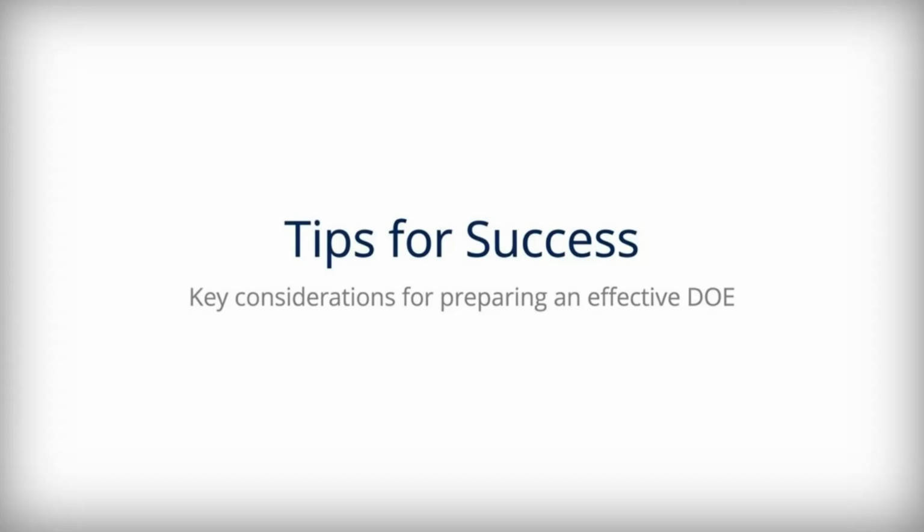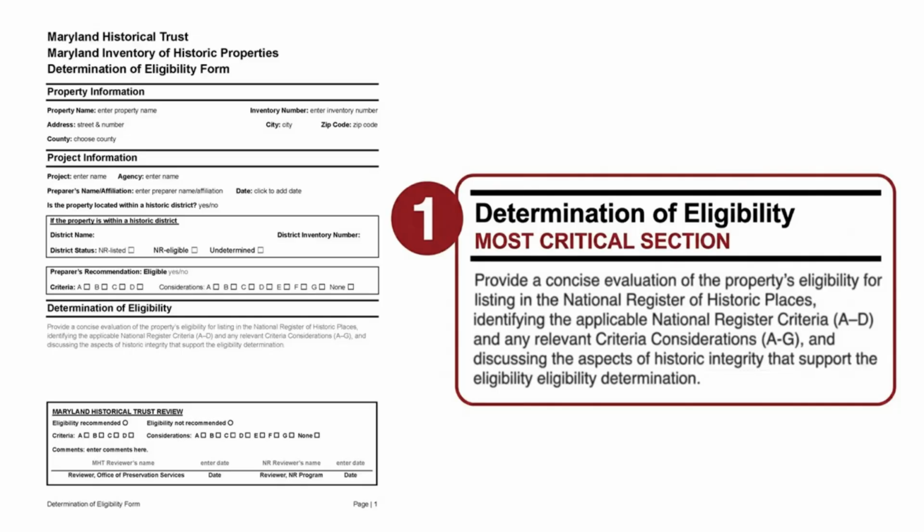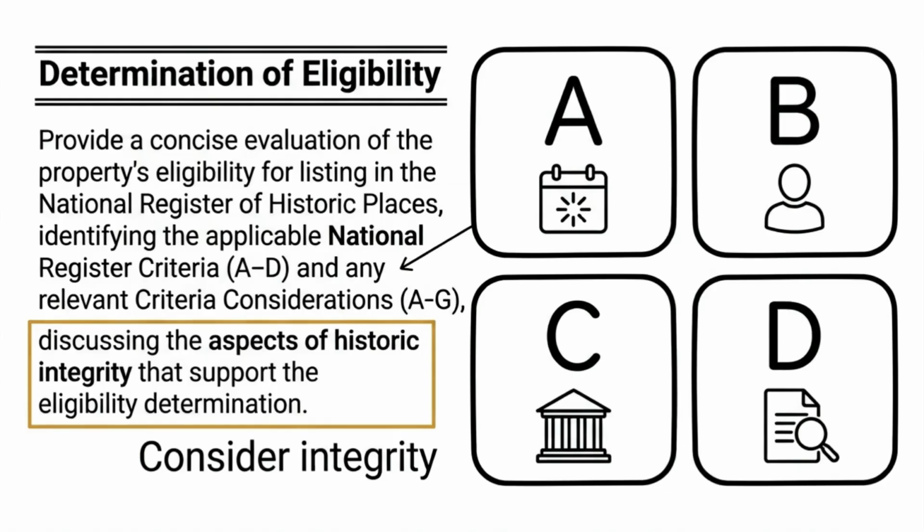The determination section appears first and is the most critical part of the DOE. This section applies the National Register criteria and considers whether the property retains sufficient integrity. It must clearly state whether the property is eligible or not eligible, and identify the applicable criteria and any relevant considerations.